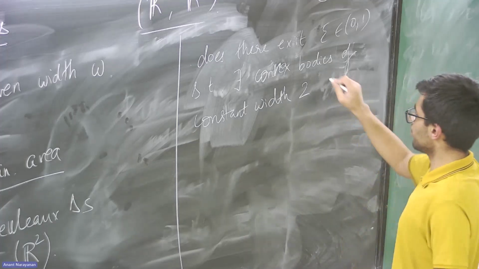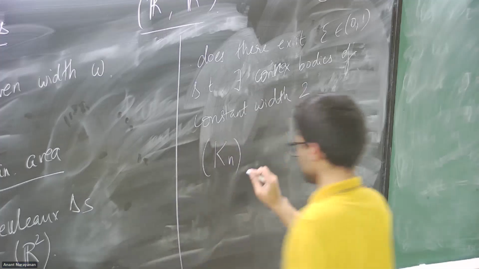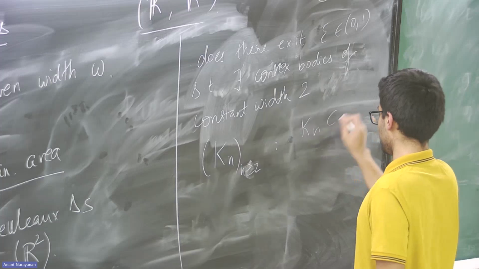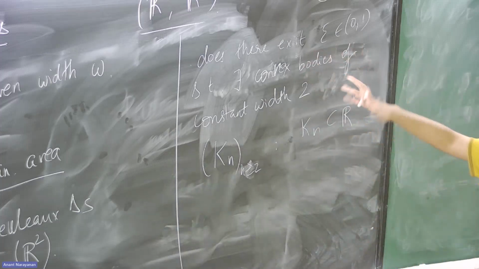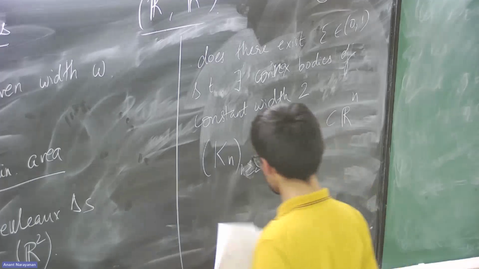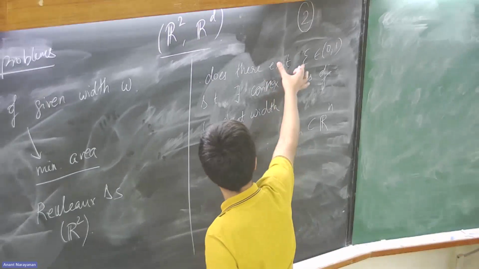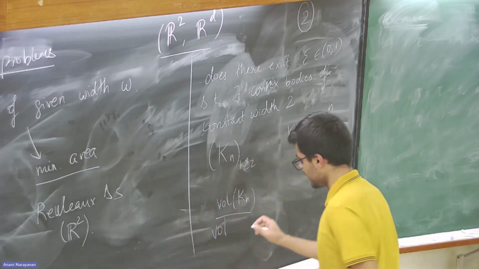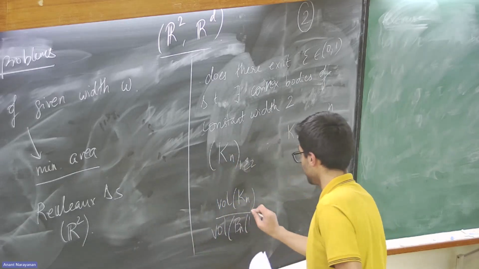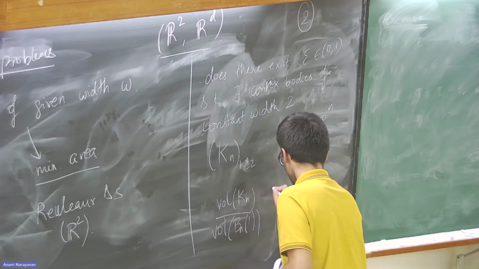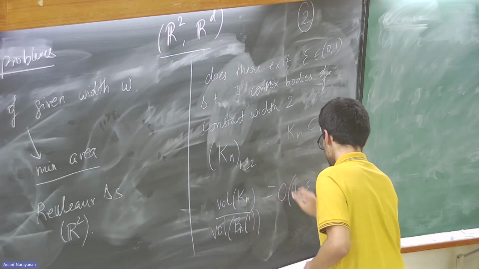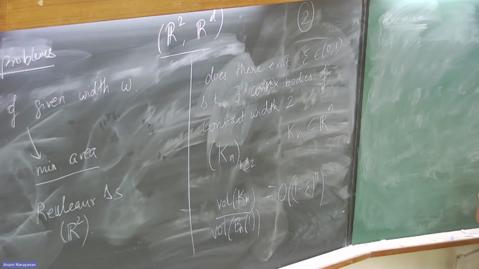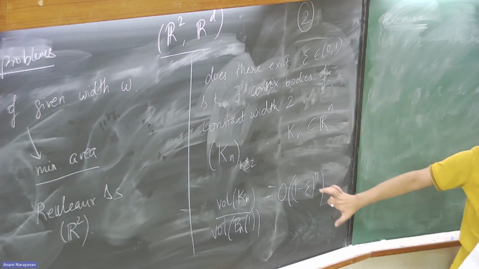He wanted a sequence of convex bodies Kn, where n is greater than or equal to 2, with Kn in R^n, a convex body of constant width 2. The question was, can I find an epsilon and a sequence such that the volume of Kn divided by the volume of the n-dimensional ball of radius 1 is big O of (1 minus epsilon)^n? Can I make it better from 1 to this?